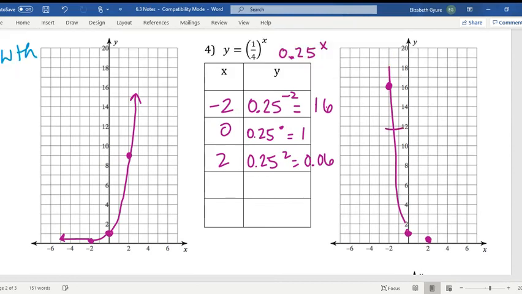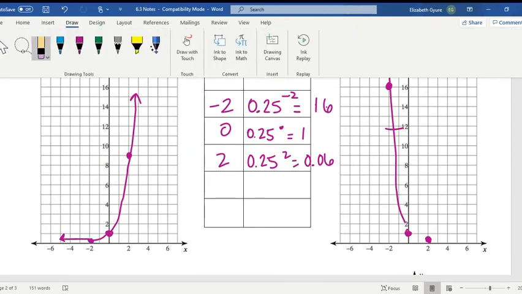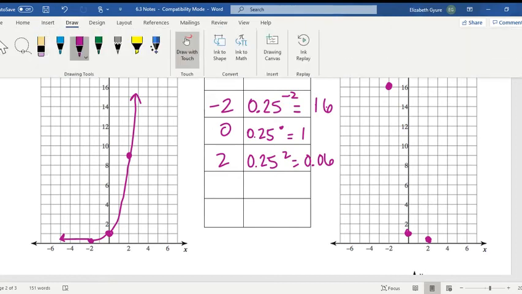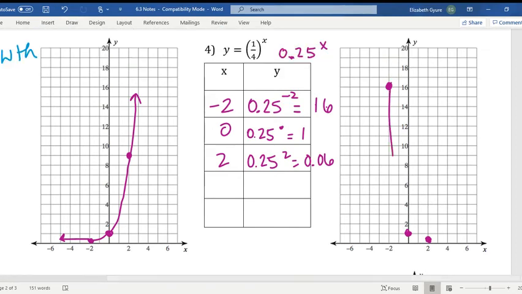I didn't do a great job, so I'm going to redo mine. This is, yes, we are starting way up high and then going way down low. This would definitely be decay.